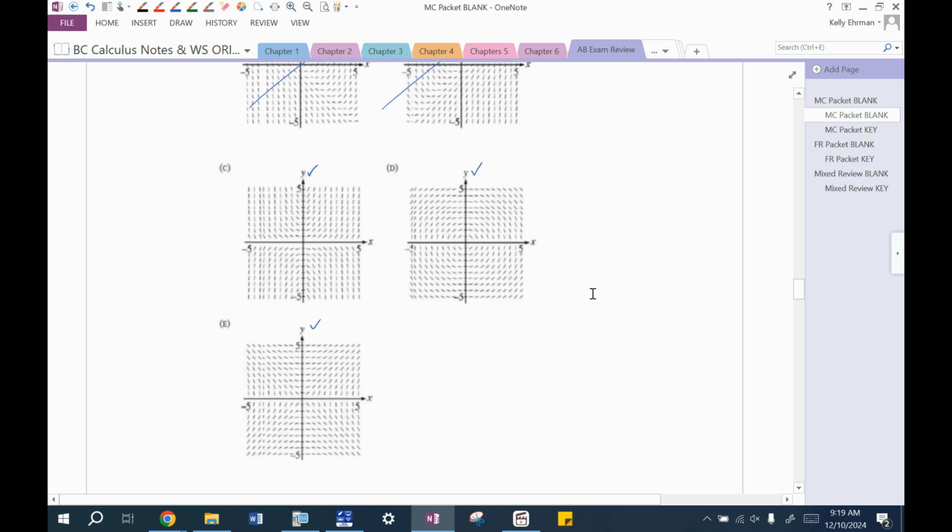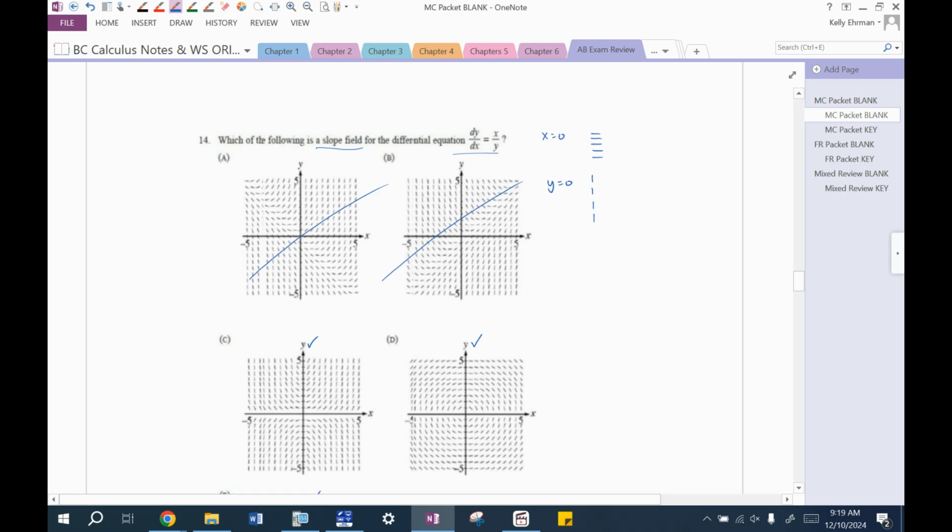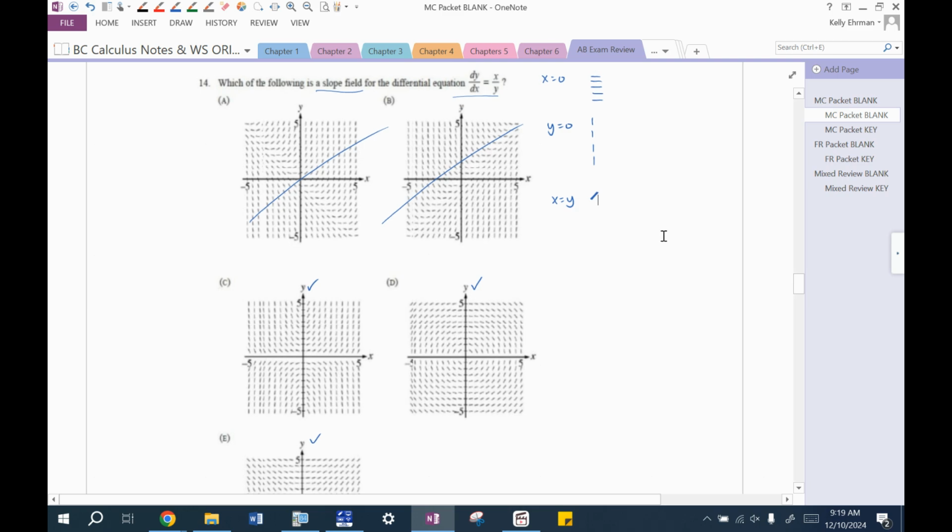So when y equals 0, that's along the horizontal axis. So, do all of these fit that bill? It looks like all of these fit that bill. Okay, so that's not very helpful. So then what about when x and y are the same? Then I should be getting 1. So when x equals y, I should have a slope of positive 1. So that would be in the first quadrant and in the third quadrant, right, where they're equal. So let's check that.